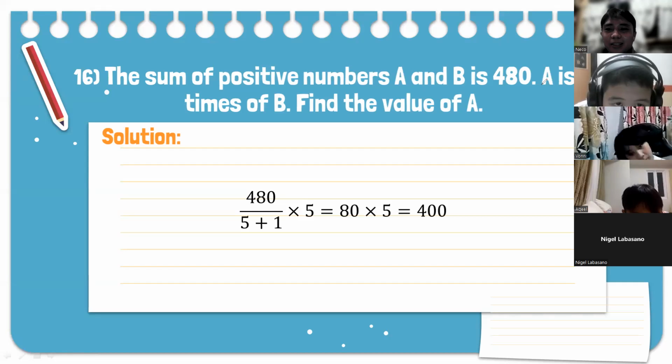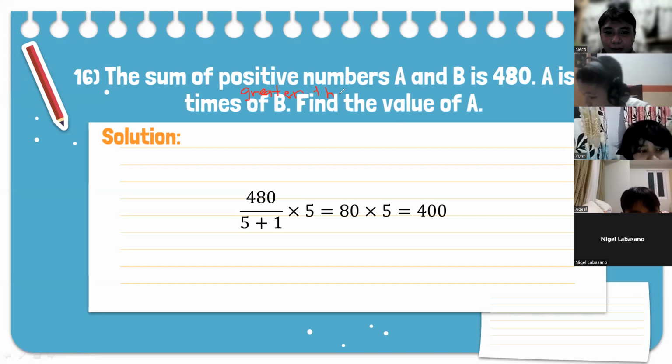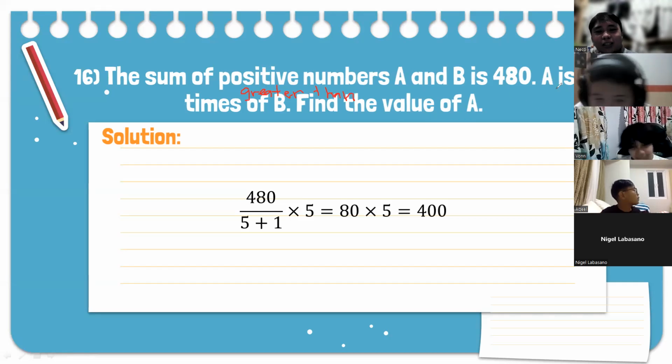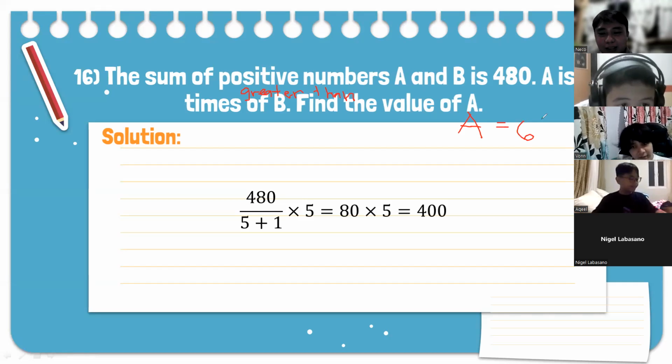But what if it says here instead A is 5 times greater than B? What would happen? Greater than B. What would you do? As long as A is greater than B. Yeah, A is 5 times greater than B, meaning A is what? A is 6 times of B.